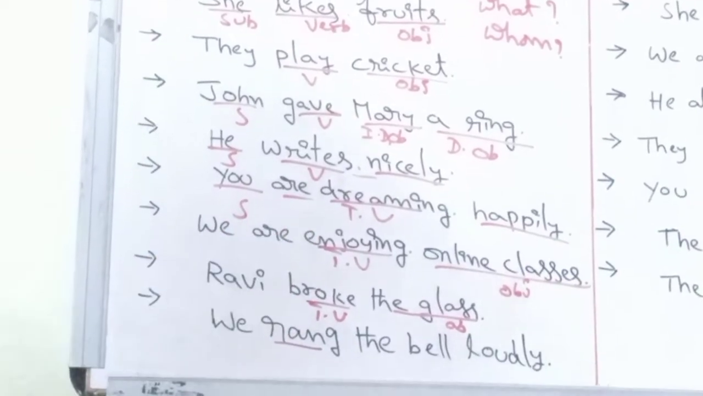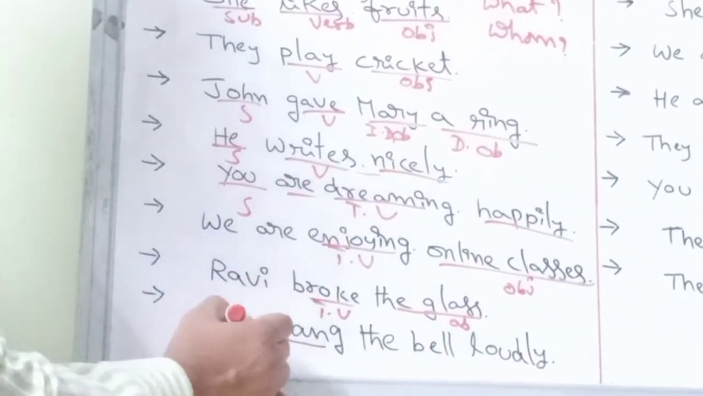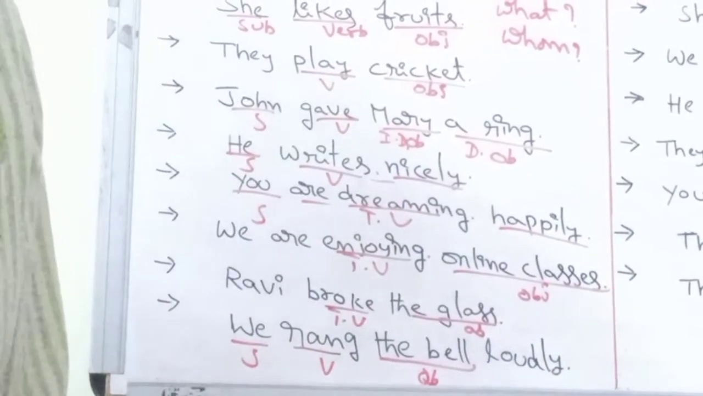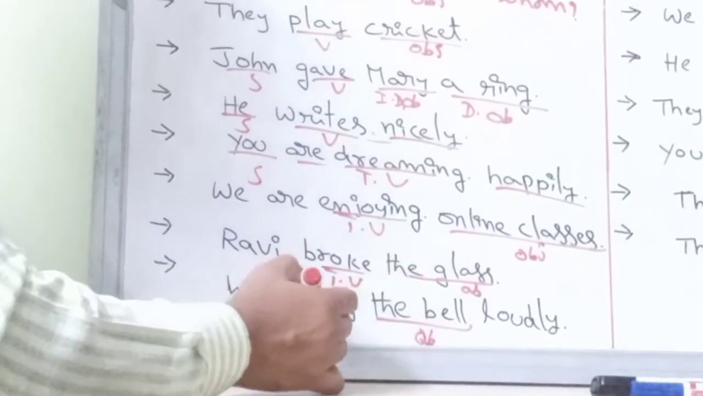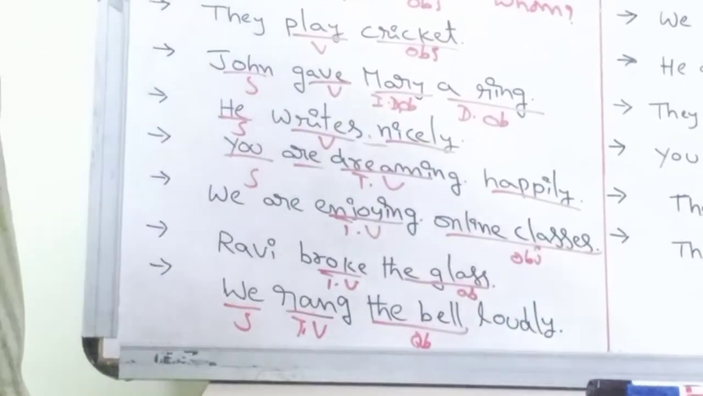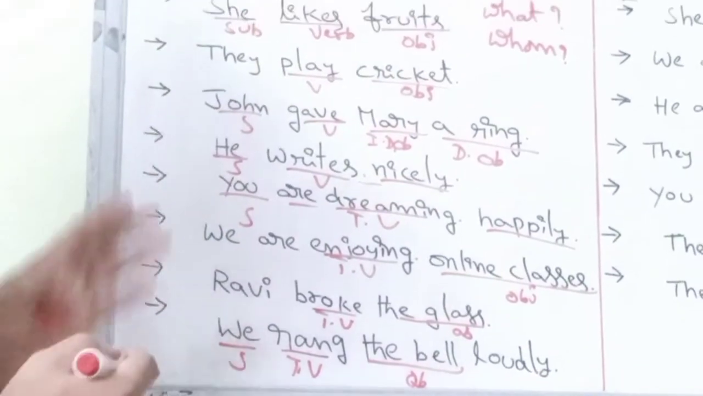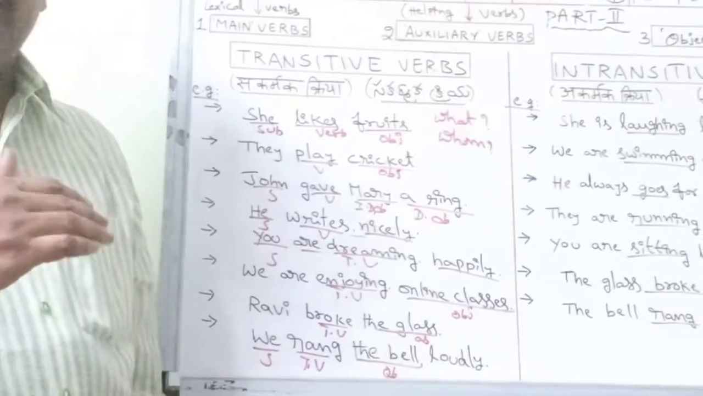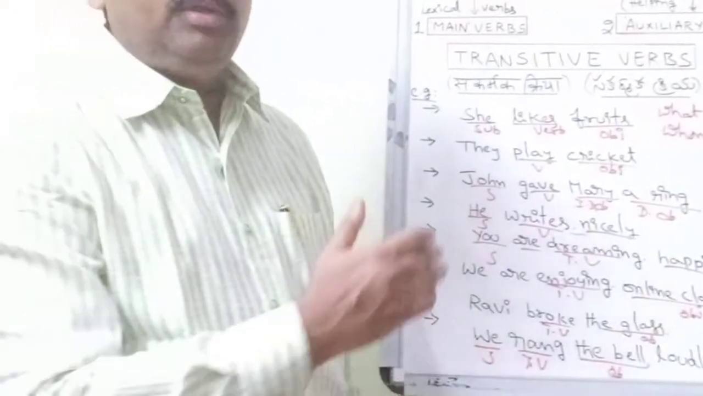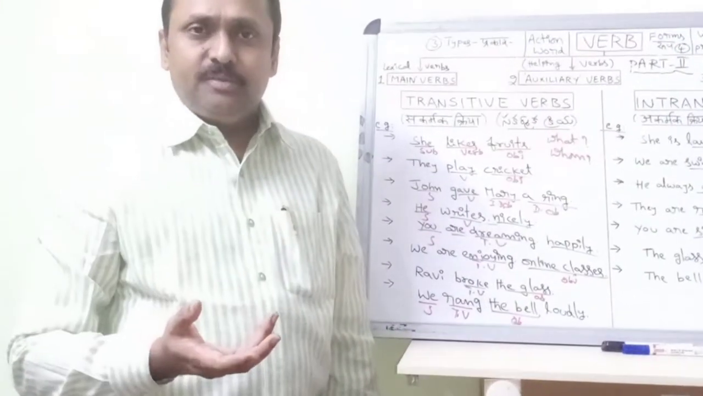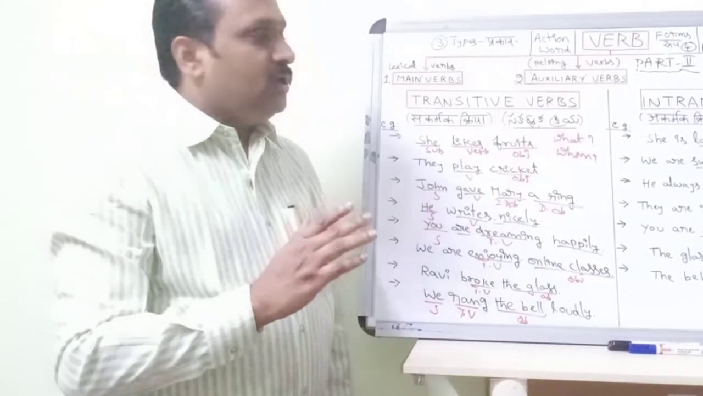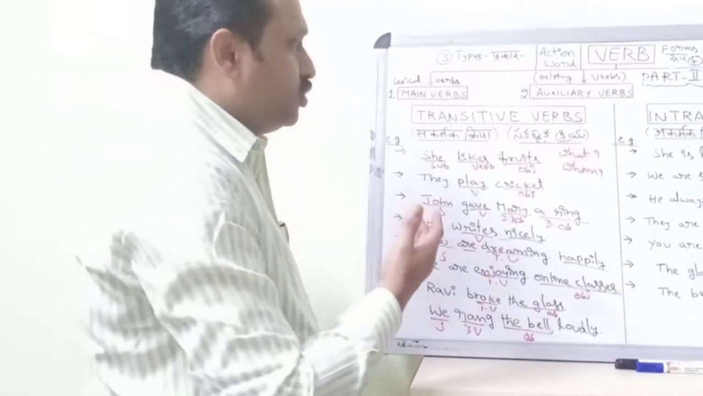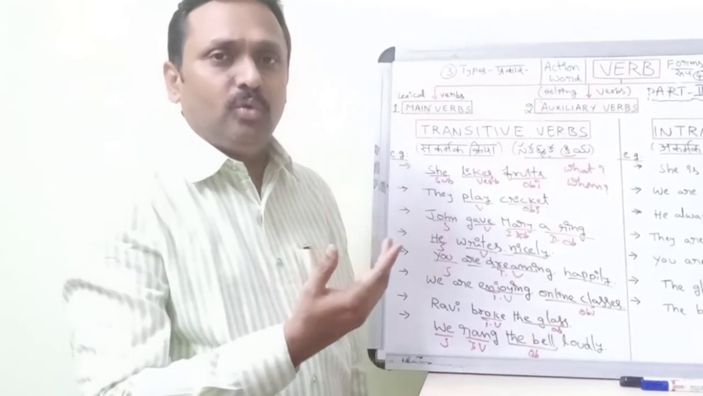Next one: We rang the bell loudly. We is the subject, rang is the verb, the bell is the object. We rang what? We rang the bell. So the object is present, so rang becomes a transitive verb in this sentence. This is about transitive verbs. A transitive verb is a verb that has an object immediately beside it in a given sentence.